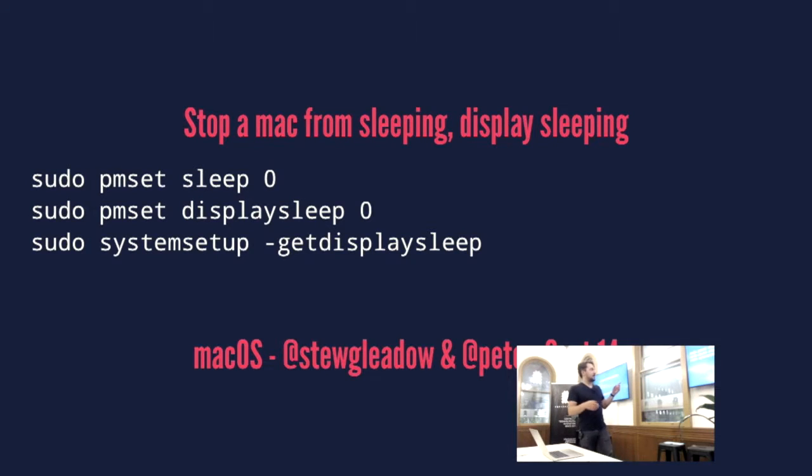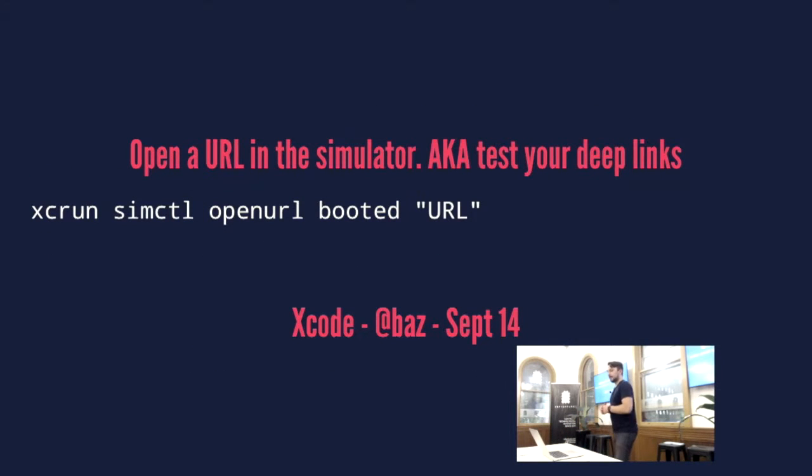But here's some commands to stop a Mac from going to sleep and stop the display sleeping. If you are not Jet and you are setting up a CI box yourself, these are super handy things to do: pmset sleep 0 and displaysleep 0. You can also go to System Preferences, but you can also run this in a bash script as well. So that is an interesting one. That was Stu and Pete that put that together, or worked that out. I'm sure I worked that out years ago. I'm sure we've all worked that out a few times.